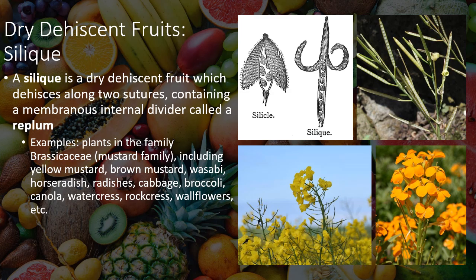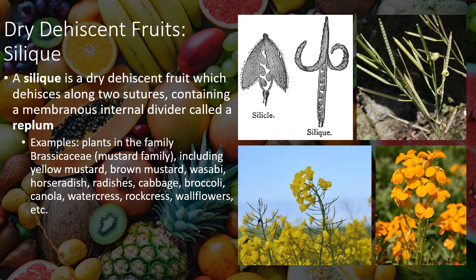The silique is characteristic of plants in the family Brassicaceae, which is the mustard family. So that includes things like yellow mustard, brown mustard, wasabi, horseradish, radishes, cabbage, broccoli, canola, watercress, rockcress, wallflowers, etc. I could go on and on and on. It's a huge, huge family of plants, but they all have this feature.